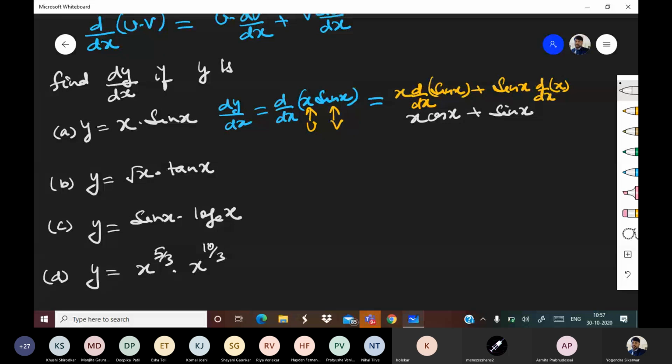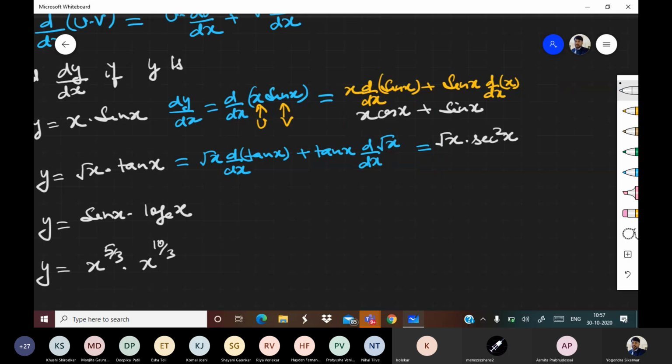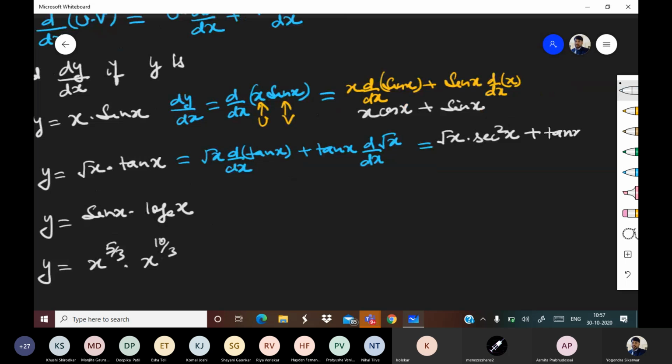Now let us talk about the second part. I'm writing directly, it will be root x into d by dx of tan x plus tan x into d by dx of root x. So root x will remain root x. Differentiation of tan x will be sec square x, plus tan x will remain tan x. Differentiation of root x will be 1 upon 2 root x. All right. And that is the answer.